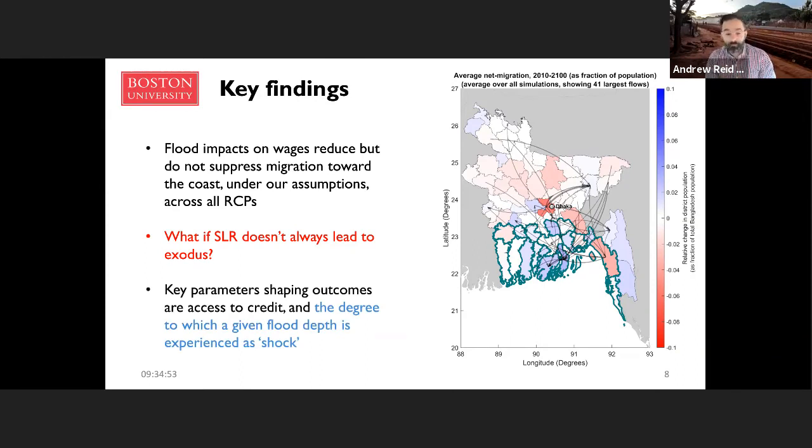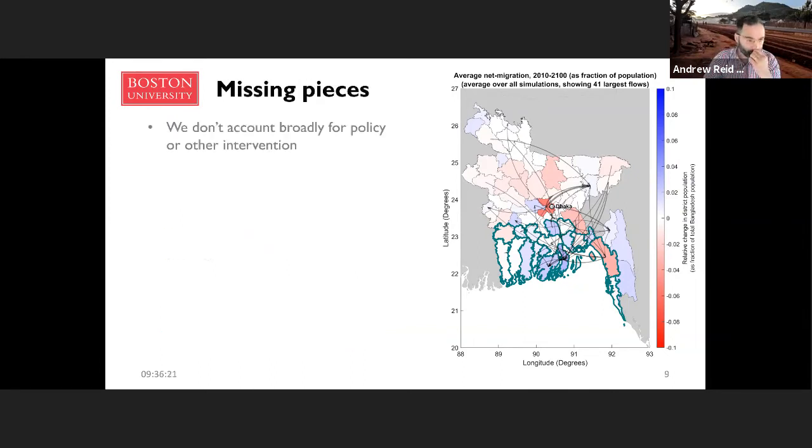Now, having said that, the things that really strongly drive our findings are the ability to access credit, and as well the degree to which the experience of SLR-driven flooding is experienced as a shock rather than a norm. And this matters a lot, and I'll finish by walking through the things that we don't know. So we play around in the paper, and I'll show a link to it in a second, with a couple of different credit interventions, but we don't really look broadly at the kinds of things we might expect national or international policy to do over time. We don't have a basis for that.